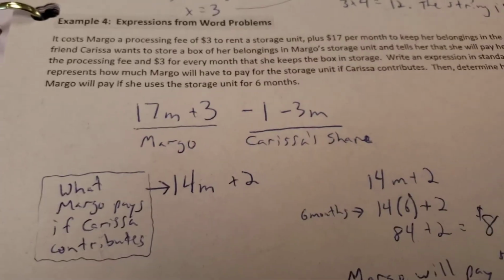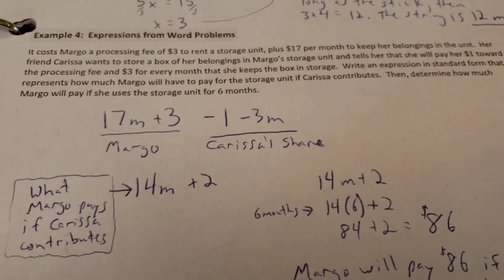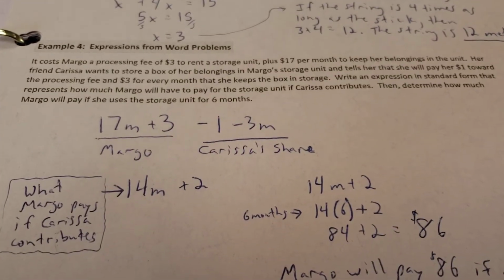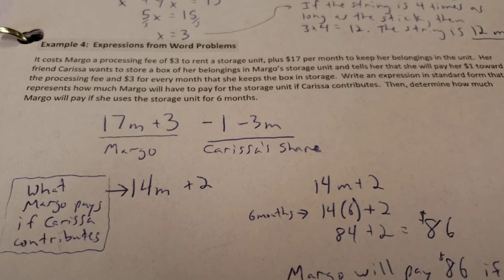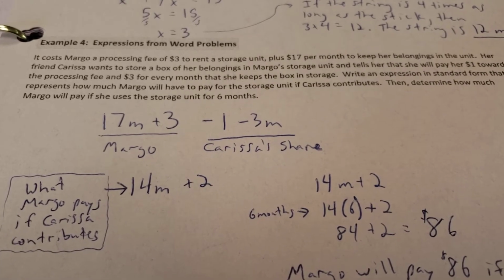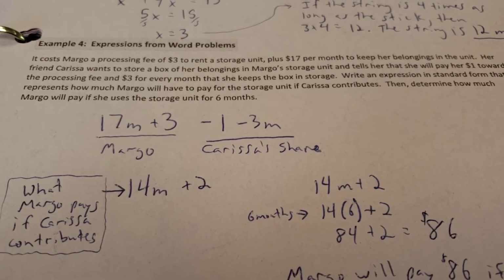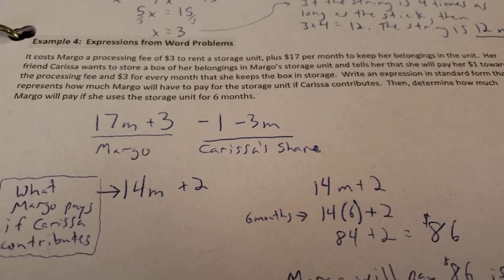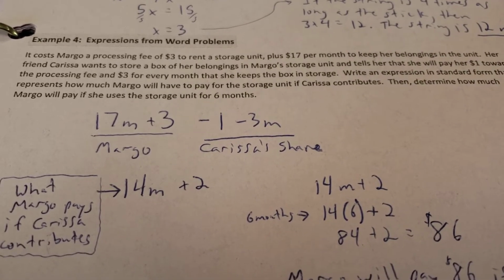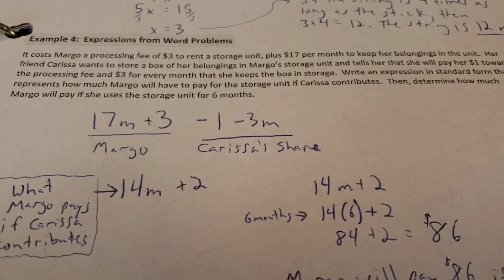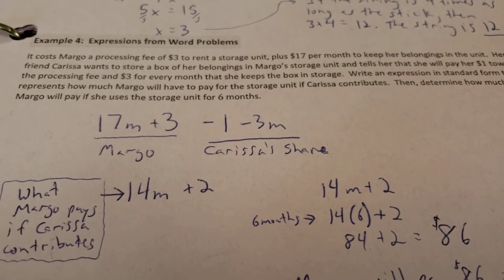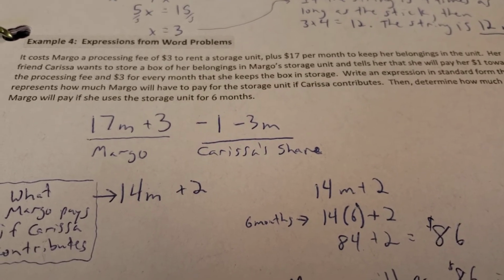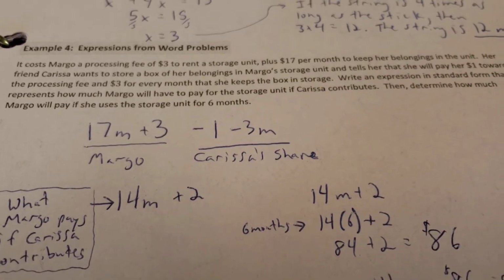All right, example 4. It costs Margot a processing fee of $3 to rent a storage unit, plus $17 per month to keep her belongings in that unit. Her friend Carissa wants to store a box of her belongings in Margot's storage unit and tells her that she'll pay $1 towards the processing fee and $3 for every month that she keeps the box in storage. Write an expression in standard form that represents how much Margot will have to pay for the storage unit if Carissa contributes. Then determine how much Margot will pay if she uses the storage unit for 6 months.